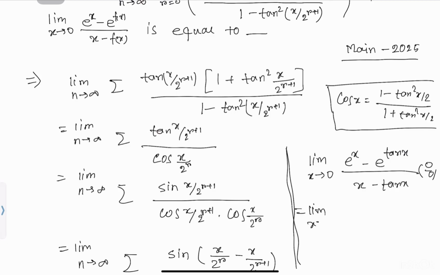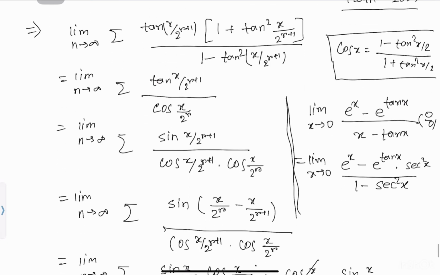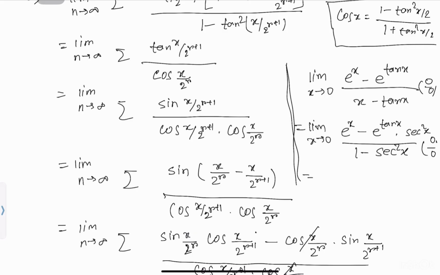Limit x tending to 0. The derivative of e^x is also e^x, and the derivative of e^tan x is e^tan x into the derivative of tan x, secant square x, divided by 1 minus secant square x. If I put 0 again, sec 0 is 1. Yes, 1. Okay, sorry. So 1, e to the power 0, am I right? Yes, maybe 0 by 0 form again. So again do the derivative.